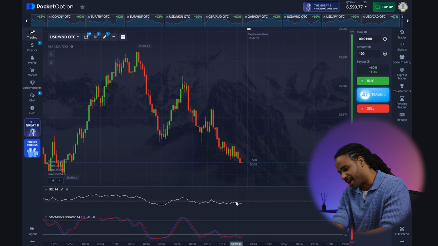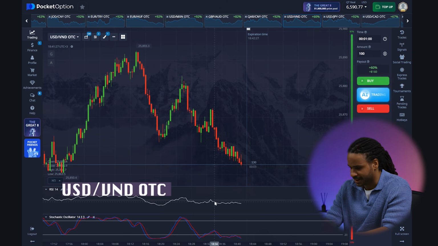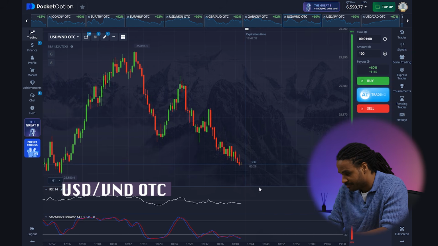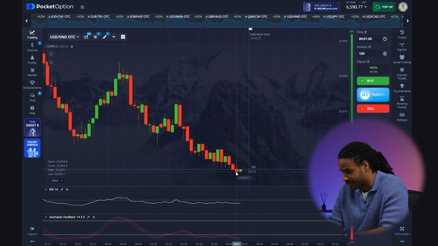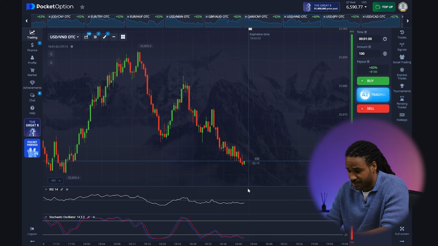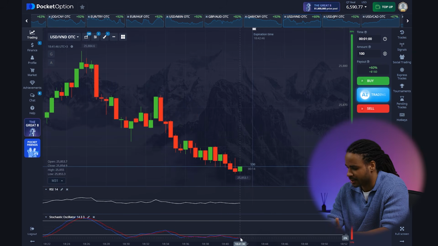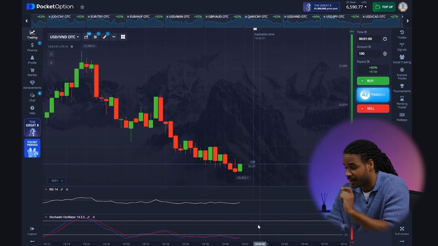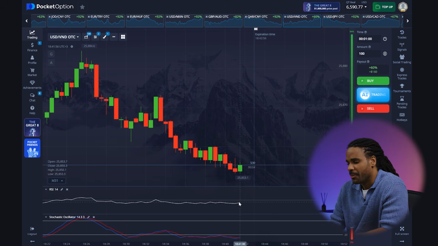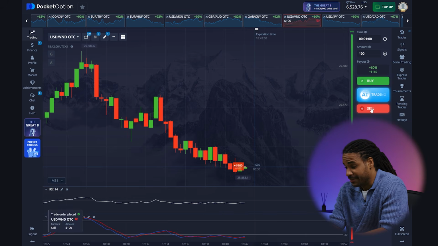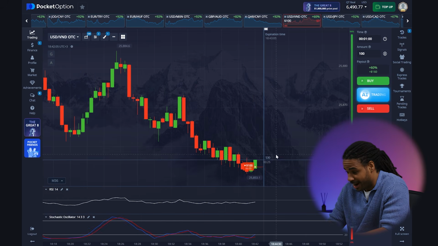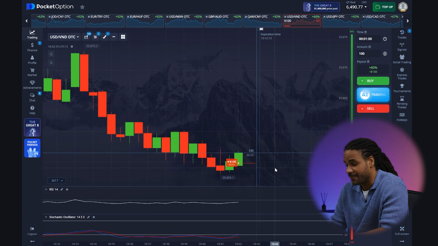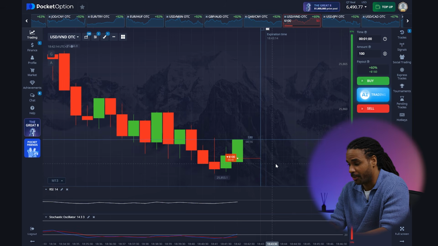Here's the setup. We have a downward trend. The RSI is below the 50 level. See, it's been like that for quite some time now. The Stochastic Oscillator indicates oversold conditions, but I prefer not to trade against the trend. You see, when the market is moving downward, and even the Stochastic gives a buy crossover, RSI remains under 50, I follow the overall market direction and open a sell trade.